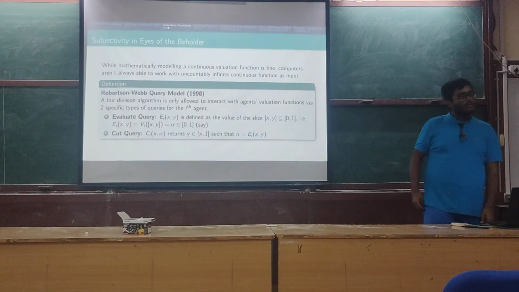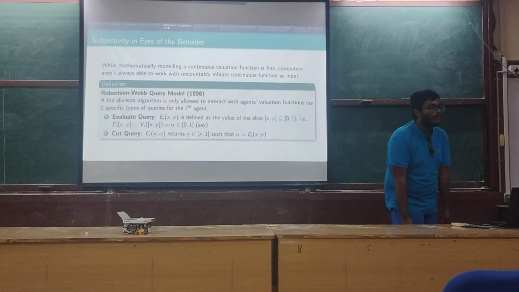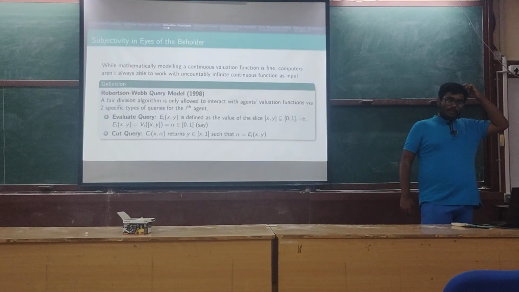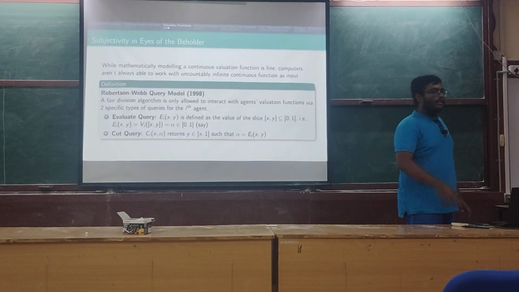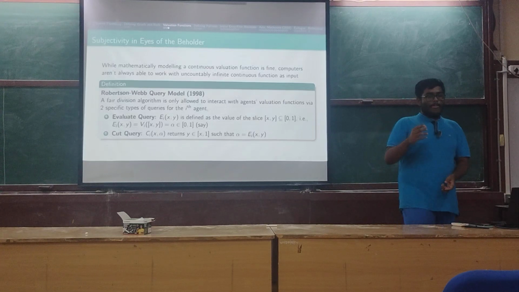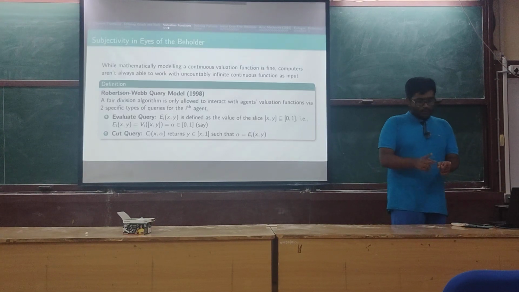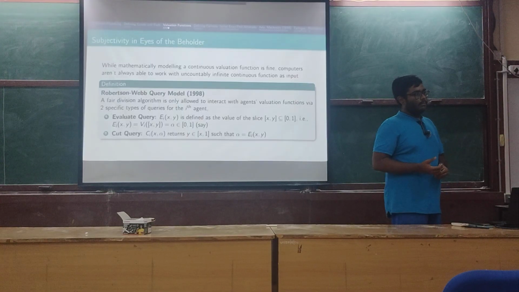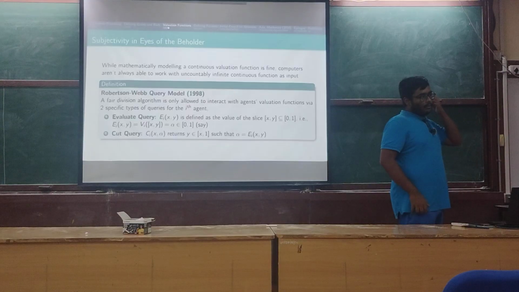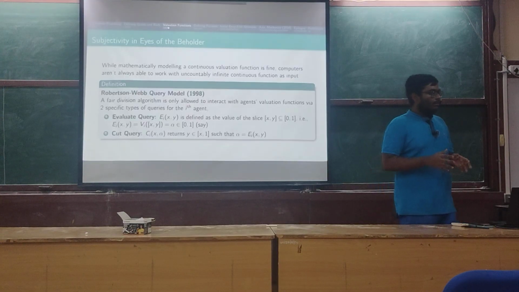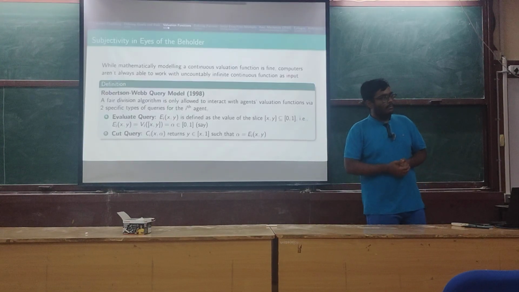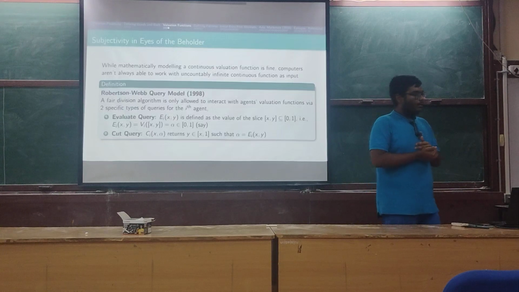Do these queries help the computer approximate the valuation function? No. What the computer really does is ask the agent directly at every single step: evaluate, would you prefer this one or this one? Or cut, where I have this piece and I want you to cut it in half. So you start from x and go up towards 1, until you get that value of alpha. If x to 1 does not reach alpha, then we will get 1 as the result because we can't do it.